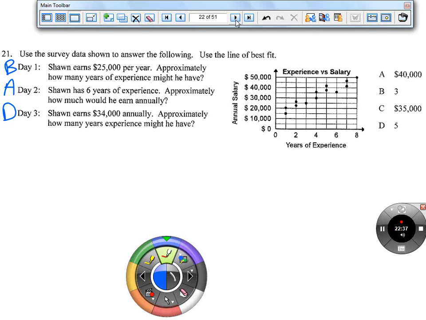Use a survey. So this is kind of for day 1. It says Sean earns $25,000 per year. That'd be like about right here. You just kind of go over and look to see about how many years that would be. If you had a line of best fit, it would kind of look like that. And so just estimate about how many years of experience that would be to match up with $25,000.